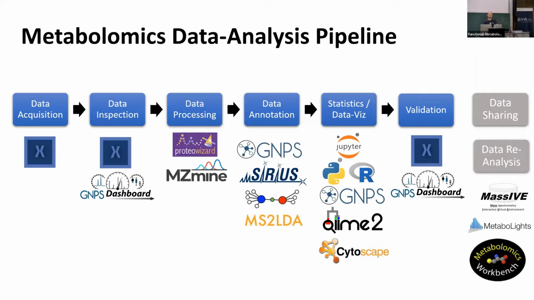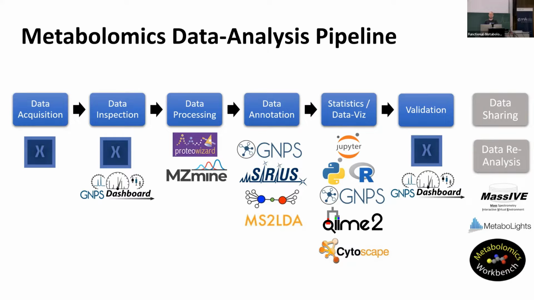And you will see there are different boxes. Data acquisition we did yesterday with the vendor software. Then we're going to do some data inspection. I'm going to use the vendor software in a second, but there are other open source tools, like the GNPS dashboard, that you can use quickly once the data is in the public domain. And then later on we're going to convert these files. We're going to use ProteoWizard and MSConvert.